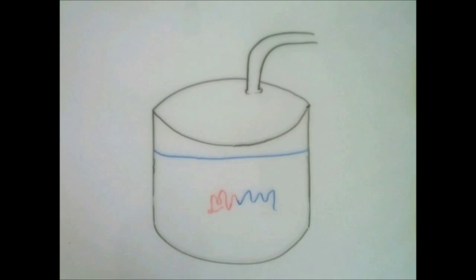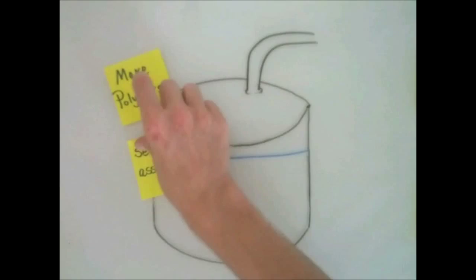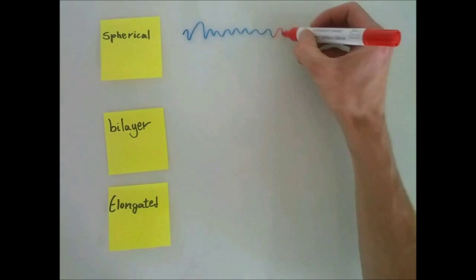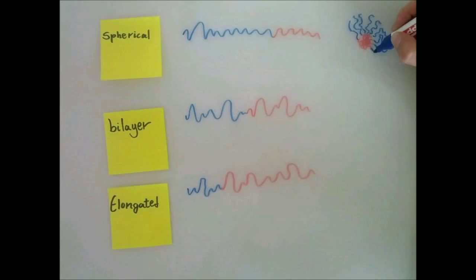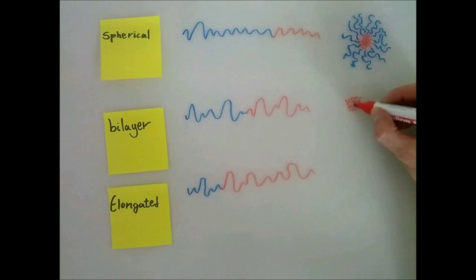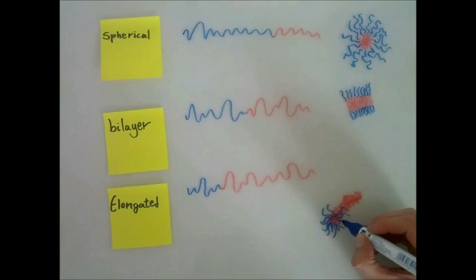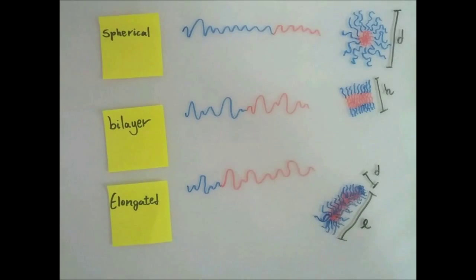The hydrophobic block doesn't want to be in contact with water, so it will coil up. When more polymers are present, they will screen each other's hydrophobic block, self-assembling into a micelle. The three most common micelle morphologies are spherical, bilayer, and elongated, each of which depends on the starting block length of the polymers used. They are characterized respectively by their diameters, their thickness, and their length.